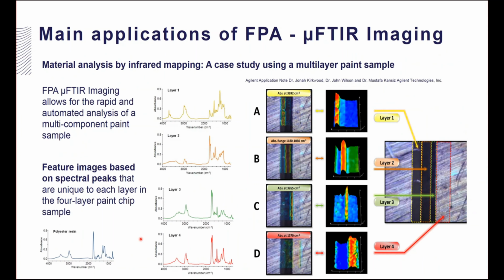The second example is more related to material science, and it can also be applied to forensic analysis: the analysis of a multi-layer paint sample. Basically, with chemical imaging, we can isolate different components that make up our sample, as you can see in the image on the right part of the slide.